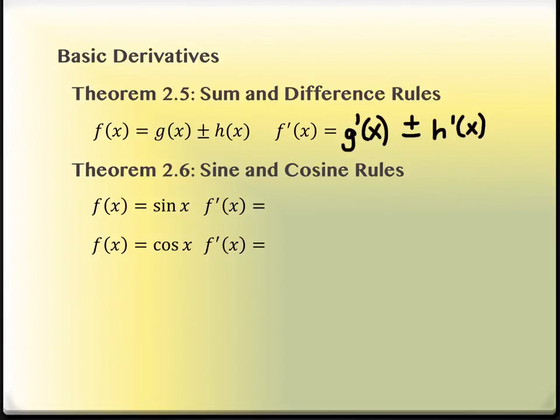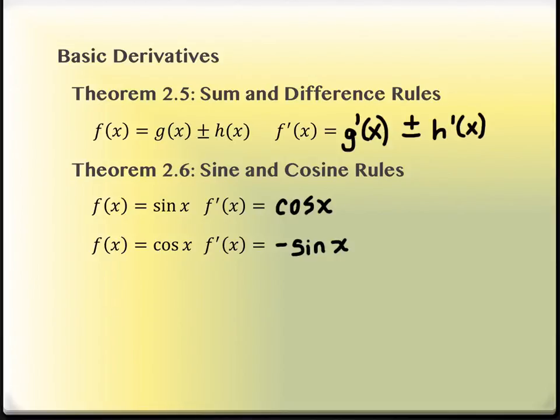And then sine and cosine. Got to get some trig in there somewhere, right? So this is a fun one. Derivative of sine is cosine. And the derivative of cosine is actually negative sine. And in terms of trig rules, these are the 2 that we use most frequently, number 1. And they're the easiest ones to remember.